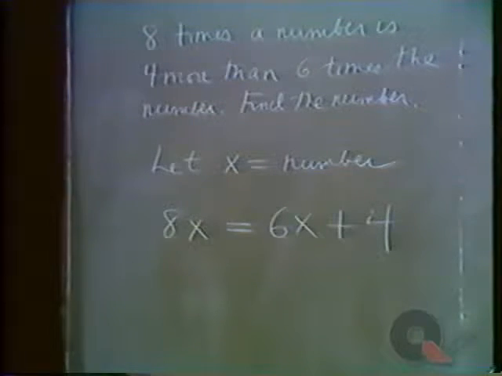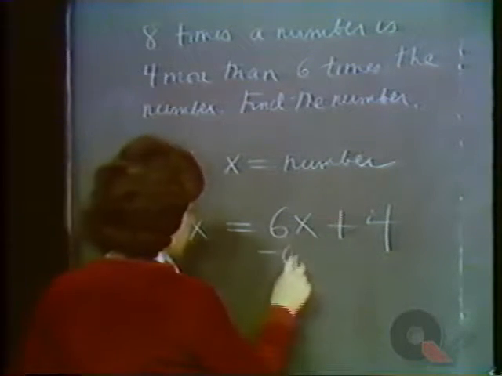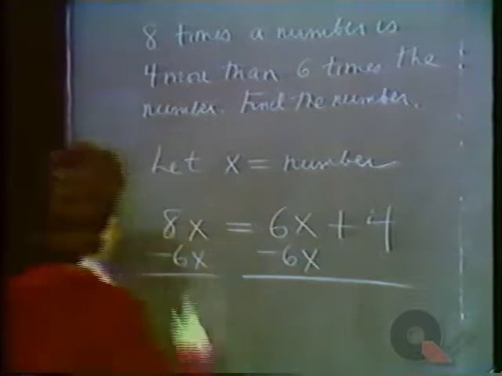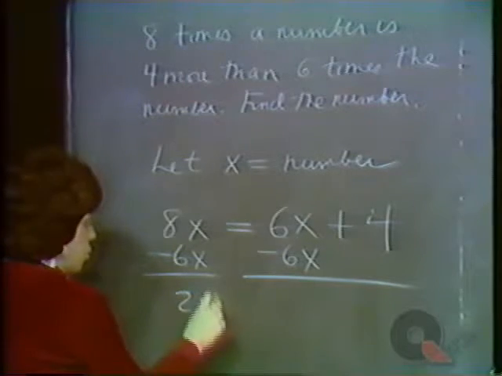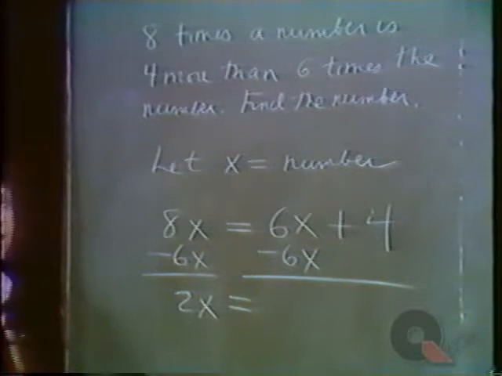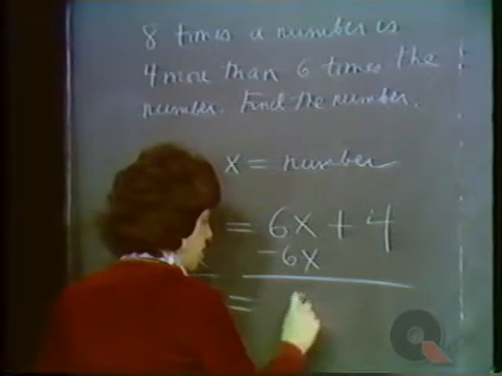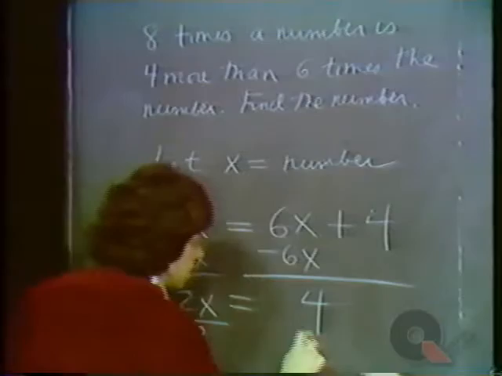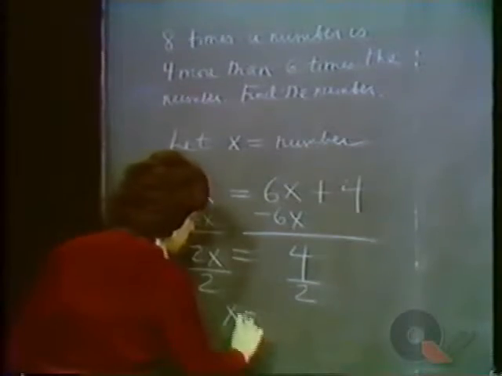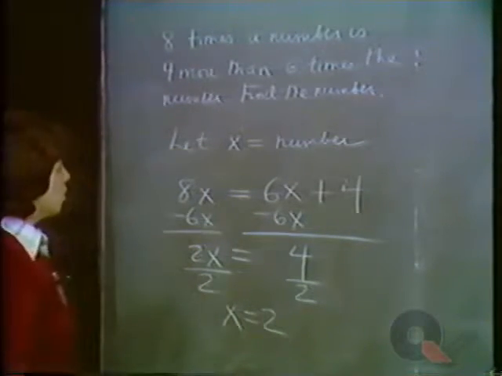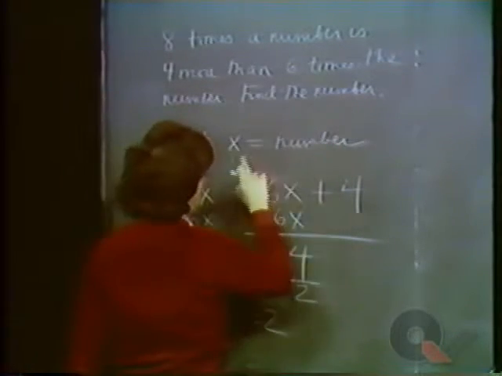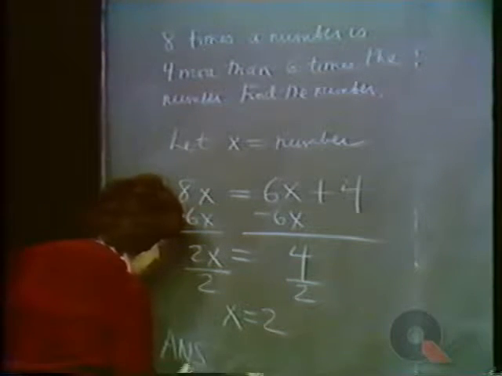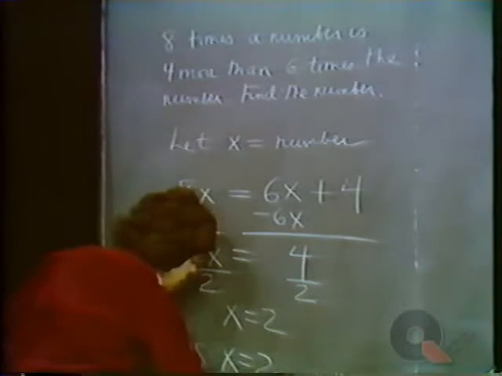This is a very simple equation to solve, of course. We would subtract 6x from both sides of the equation, giving us 8x minus 6x, or 2x, equals 6x minus 6x, that's 0, plus 4. 2x equals 4. We then divide both sides of the equation by 2, giving us x equals 2. We were looking for the number, and we believe that we have found it. We believe that the number that we're looking for is 2. But we have to check it.